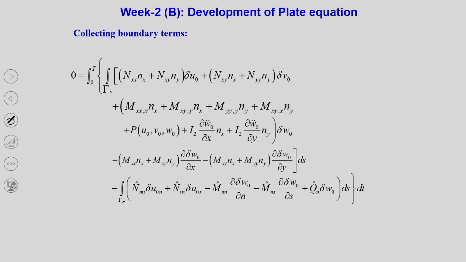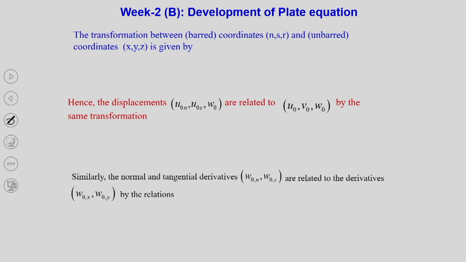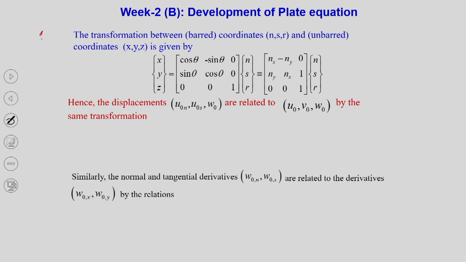So, first of all we are going to put the del u naught coefficients together: nxx nx, nxy ny, del v naught and del w naught, del w comma x, del w comma y, and the contribution from the external work done. Now, see the transformation. Let us say we have a coordinate system x1, x2, or you say x, y, z. Now, another coordinate system, n and s, makes an angle theta, and z remains the same. So, along the z axis, if you rotate x, y, it becomes n and s, and r is z.